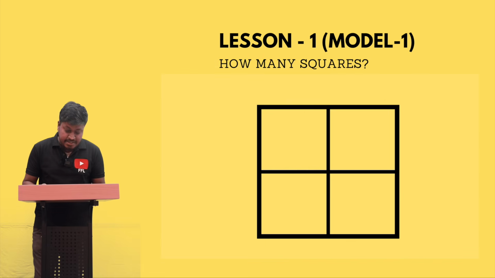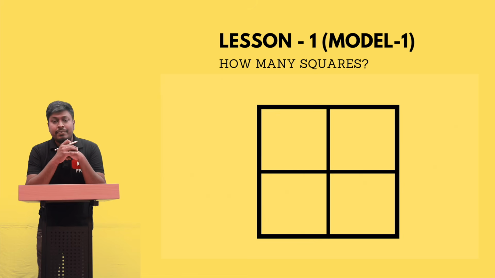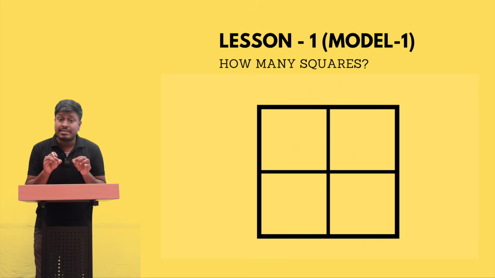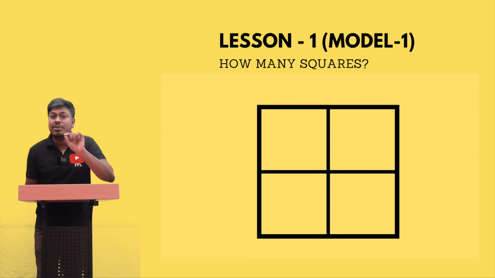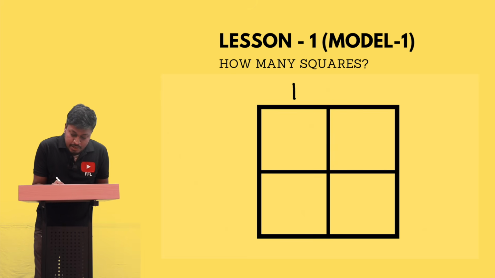So here is question number 1. By seeing this diagram, what we need to find is how many squares are there in the given figure. When you look at the diagram carefully, you can see it's type number 1. Why are we calling this diagram type number 1? Because the row and column are the same. You can see there are 2 rows and 2 columns here, yes or no? So 2 rows and 2 columns.